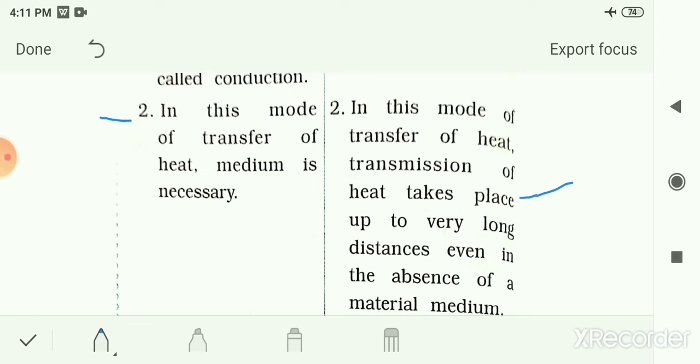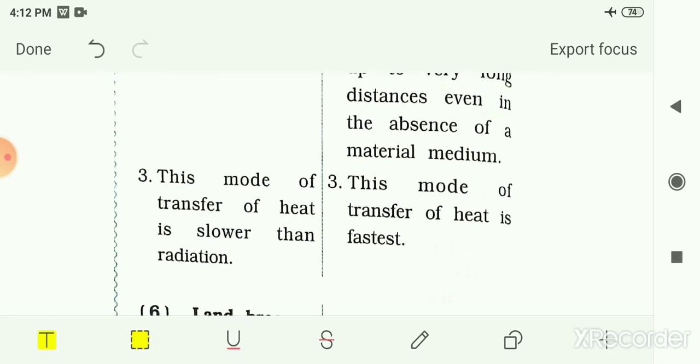We had already seen the example, that we are getting heat from the sun. The sun is very far away from us, however we are getting the heat from the sun on the earth, and there is also no medium available between the earth and the sun in this space, however we are getting the heat. So this is the radiation mode of transfer of heat, in which a medium is not required, and the heat transfer takes place over a very long distance.